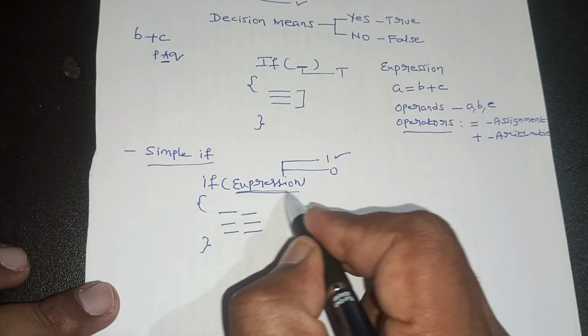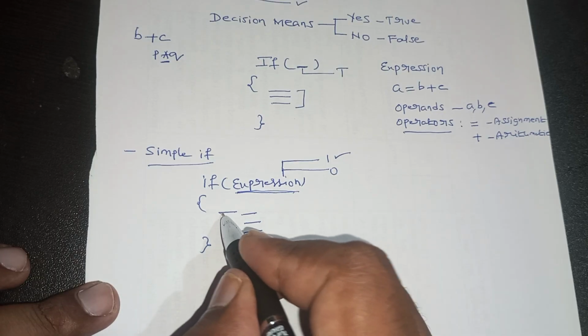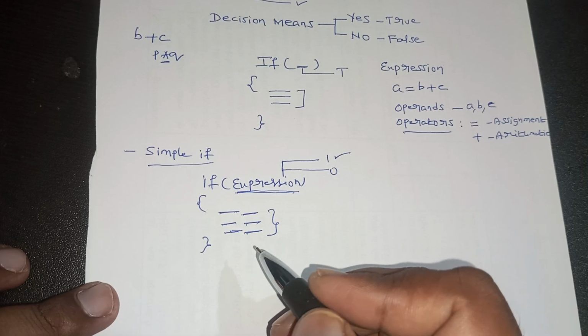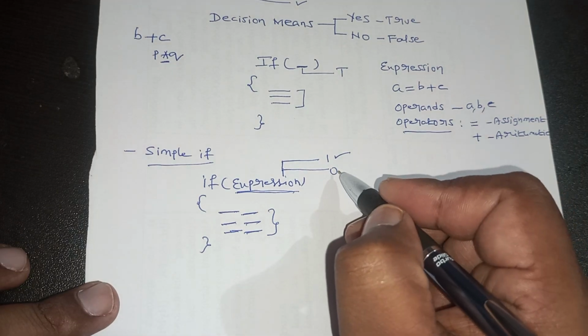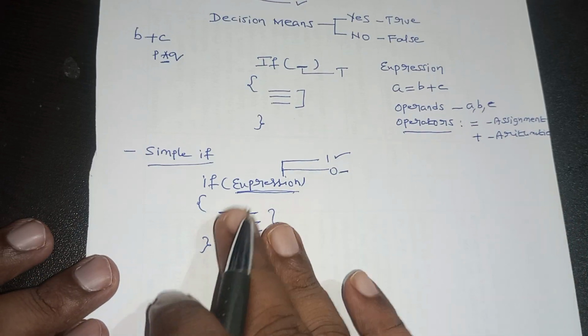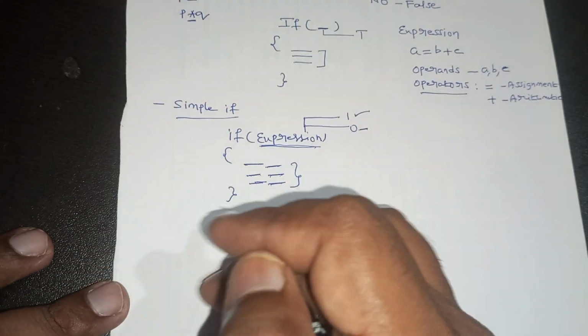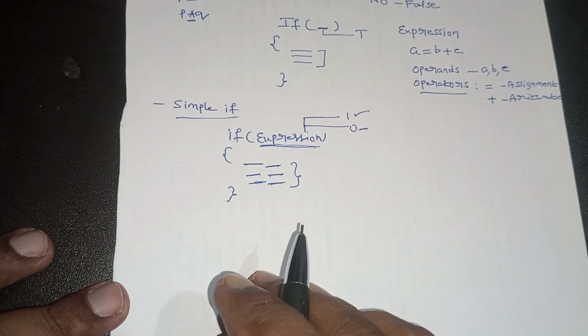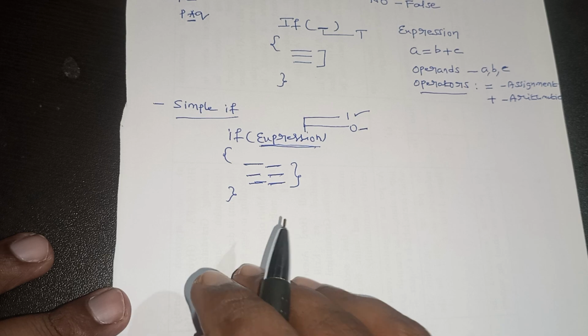If the condition is true, I have to go into the if block and execute these statements. If the condition is false, it returns 0. Don't do anything, don't go here. You have to come out and skip this if block. That is called simple if.